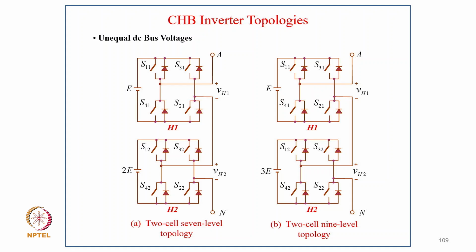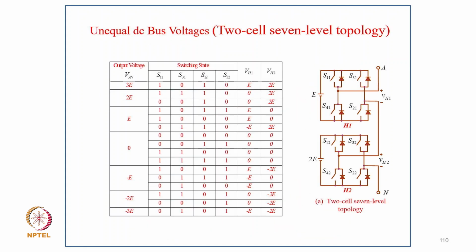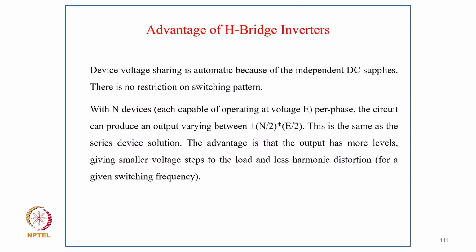This is called binary. This is called ternary, 9-level topology, with the two H-bridges giving the 9 levels. And then we have a typical 2-cell 7-level topology with the E2E, and this is the switching unequal voltage 2-cell 7-level topology with the switching states as well as the typical output. So now coming to the advantages of the H-bridge inverter.